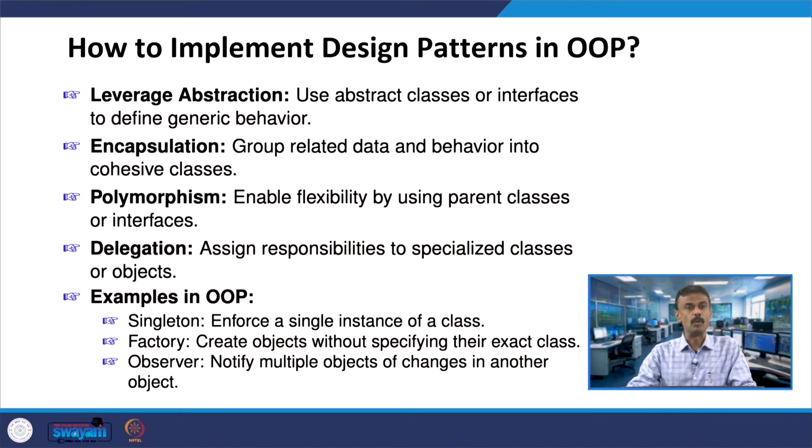So, examples in OOP. We are going to see singleton, factory and observer, as I already said. Singleton enforces a single instance of a class. Factory is helpful to create objects without specifying their exact class. And observer notifies multiple objects of changes in another object. So, this is what we are going to see in the design patterns: singleton, factory and observer.